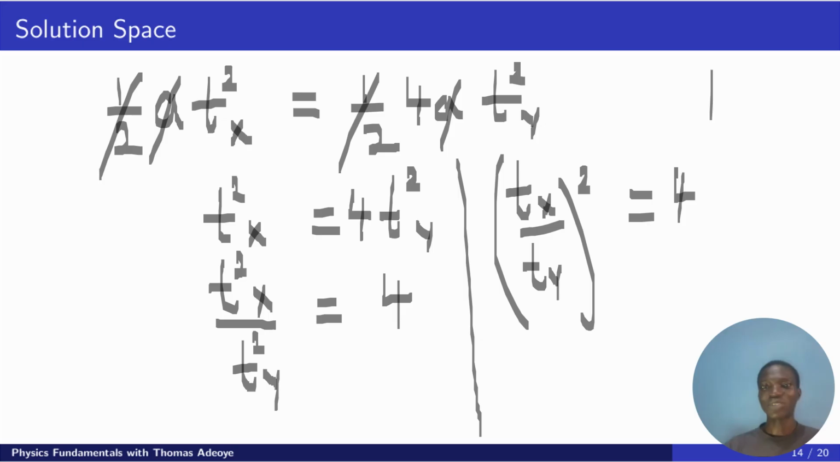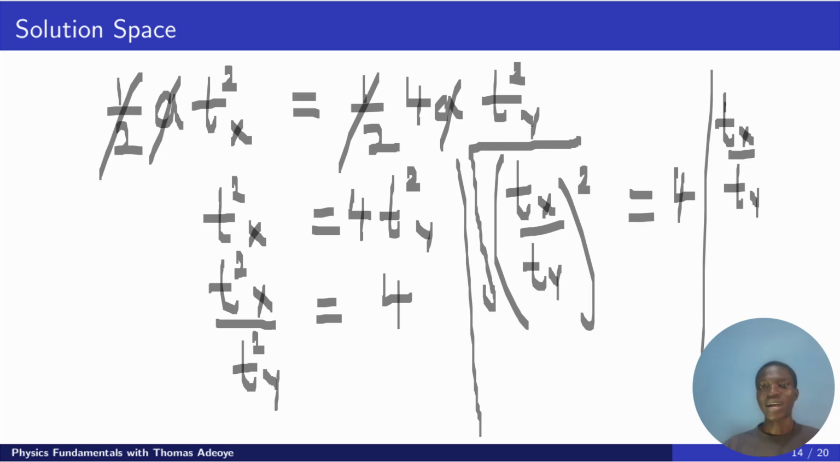So now to remove the squared, I can take the square root of both sides. So we now have tx over ty. If I take the square root of this, I have to take the square root of the other side too to balance it. So this cancels. Now the square root of 4 will be equal to 2. So that will be 2.